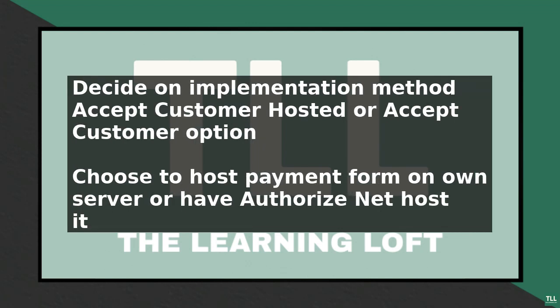After the customer profile and payment profile have been created, you can use them to make transactions. This involves sending a request to the Authorize Net server with the customer profile ID and payment profile ID. Authorize Net will then use this information to process the transaction.